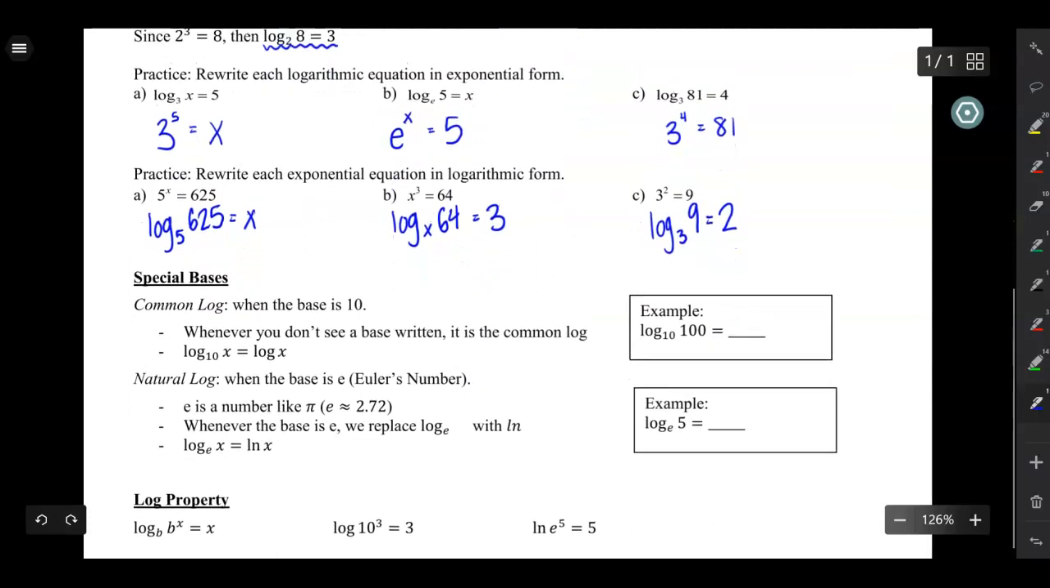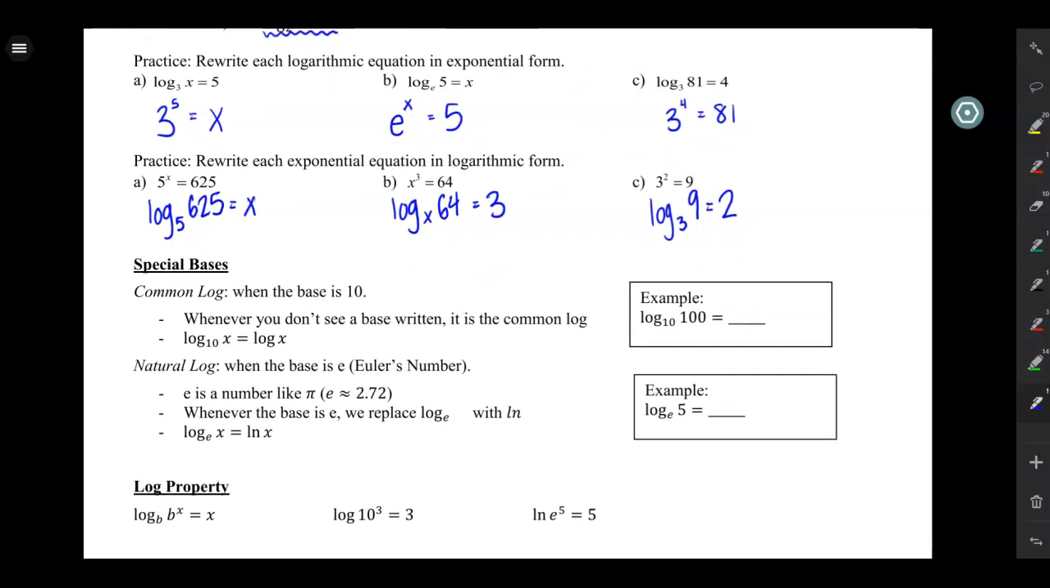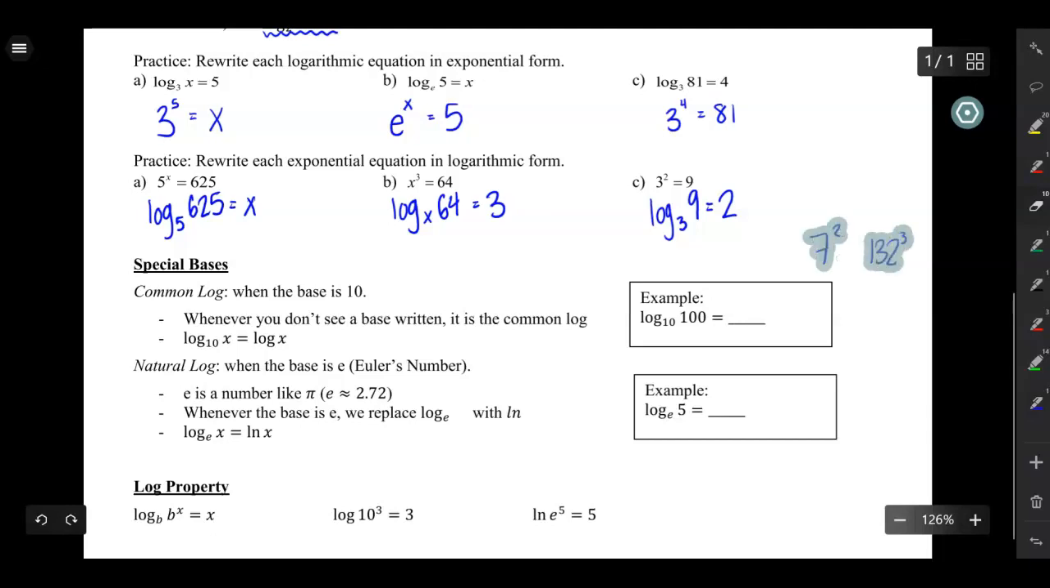Okay, let's talk about a couple special bases. So you can have any base you want. Any number can be a base. So you could have 7 to some exponent. You could have 132 to some exponent. But there's a couple bases that are just special, and they have special names.